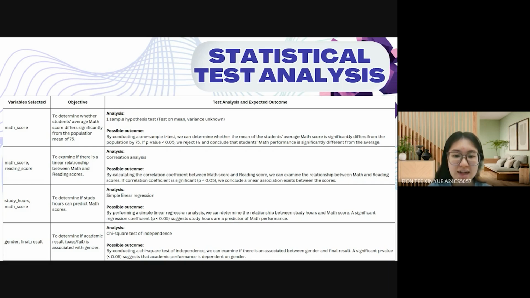Then the last one is the chi-square test of independence. It is to determine if academic result, which is pass or fail, is associated with gender. The variables selected are gender and final result. By conducting a chi-square test of independence, we can examine if there is an association between gender and final result. A significant p-value, which is less than 0.05, suggests that academic performance is dependent on gender.